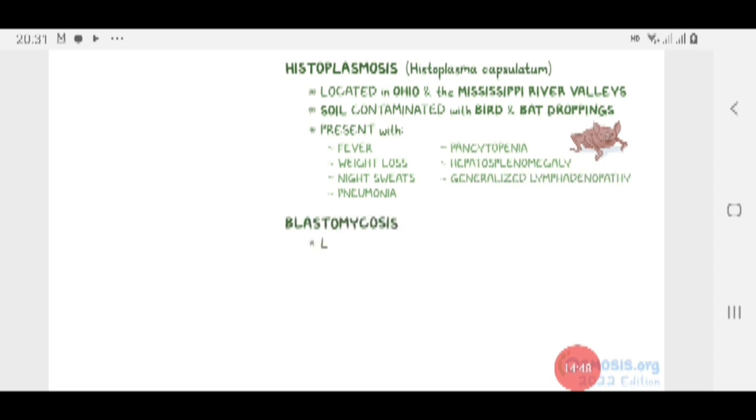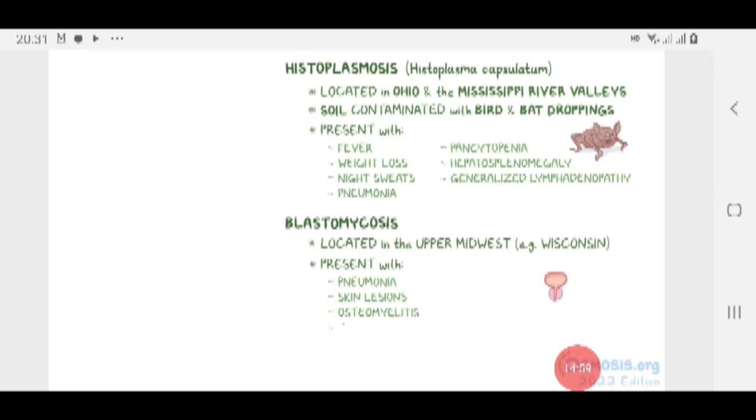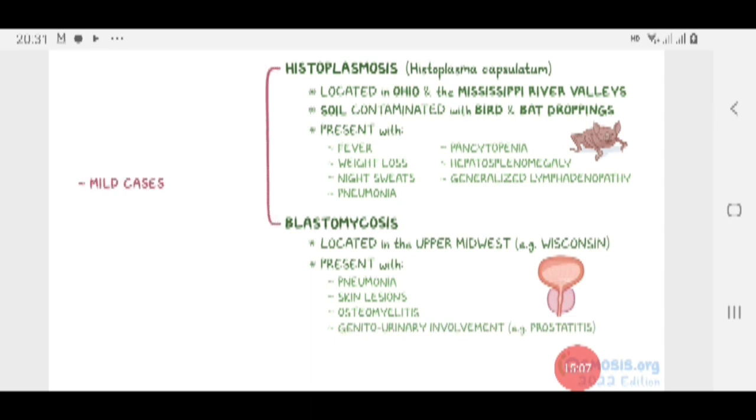Blastomycosis is located in the upper Midwest, like Wisconsin. Individuals often present with pneumonia, skin lesions, osteomyelitis, and genitourinary involvement like prostatitis. In general, mild cases of histoplasmosis and blastomycosis are treated with itraconazole, while disseminated cases are treated with amphotericin B.